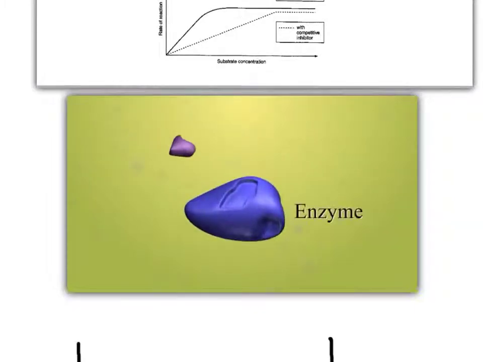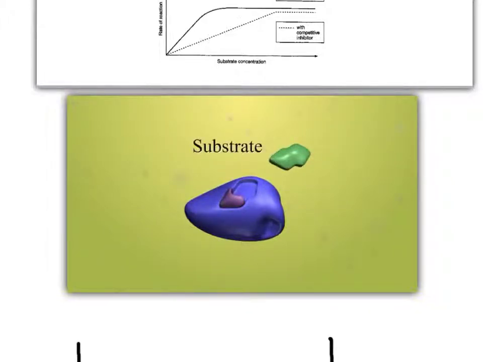Competitive inhibition occurs when an enzyme encounters a blocker which mimics the properties of the substrate and binds to the enzyme's active site. Thus, when the substrate is encountered, the active site is not available for attachment and no reaction will occur.